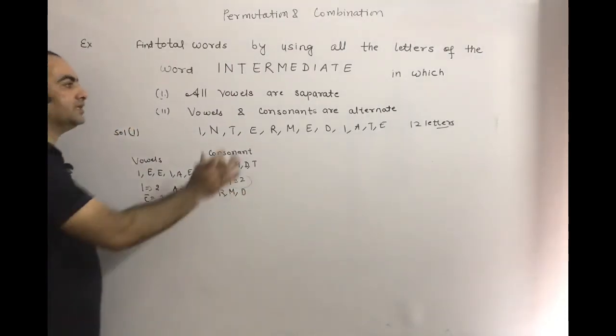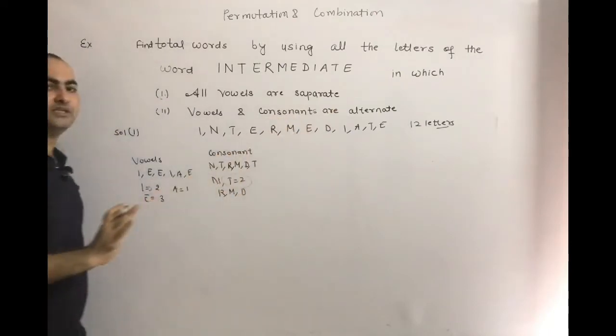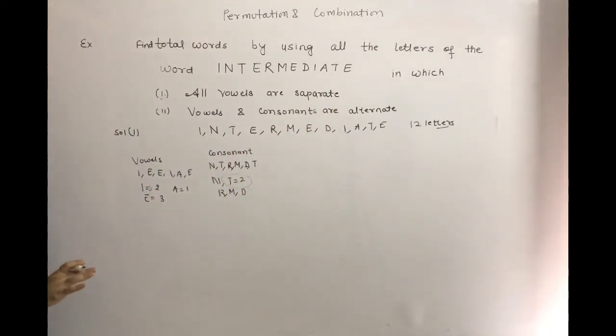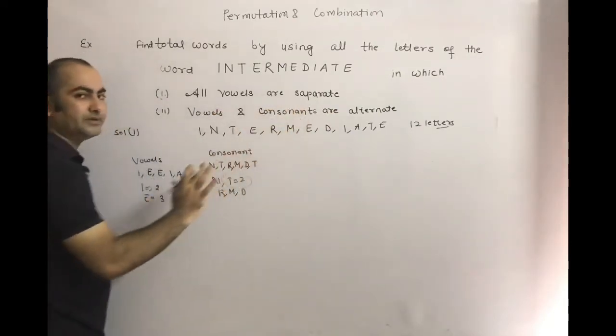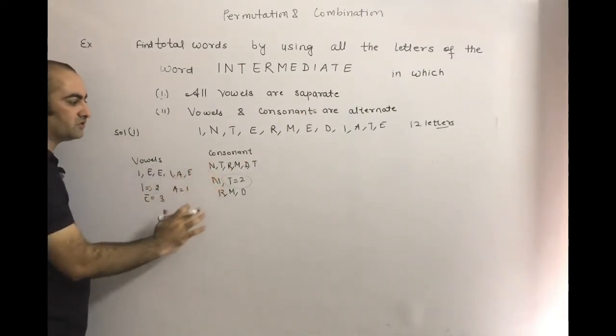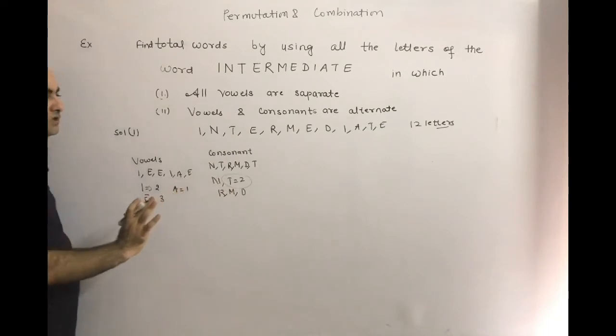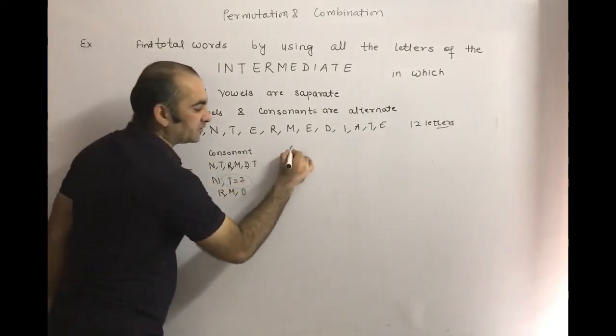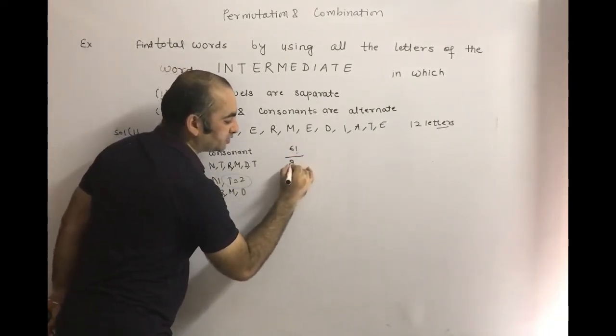Here we want vowels to be separate. So in these types of problems, what will you do? We want vowels to be separate, so first arrange the consonants. There are 6 consonants, and out of them 2 T are the same. So the arrangement of consonants is 6 factorial divided by 2 factorial, because 2 T are the same.